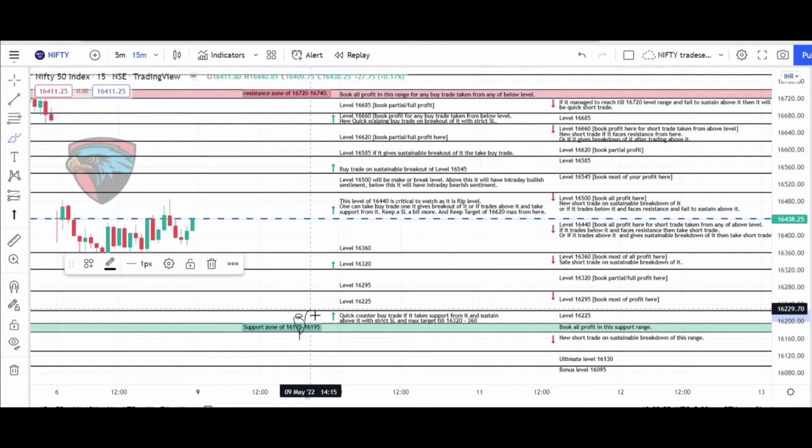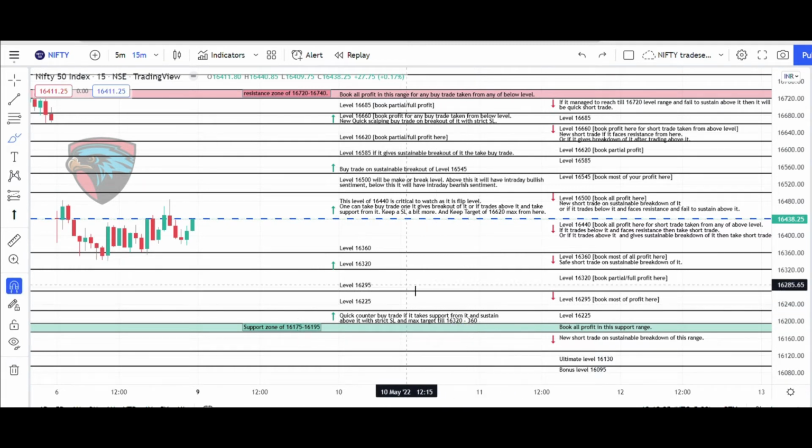And because the trend for the Nifty is a bit of a downtrend, it has been falling and falling for the last few days, we are going against the trend, so that's why we are considering it a counter trade. So we will take the first target 225, then 295, 320 and 360. So max to max, if you are taking the buy trade from this support range, then we will keep till 320 to 360, not more than that.